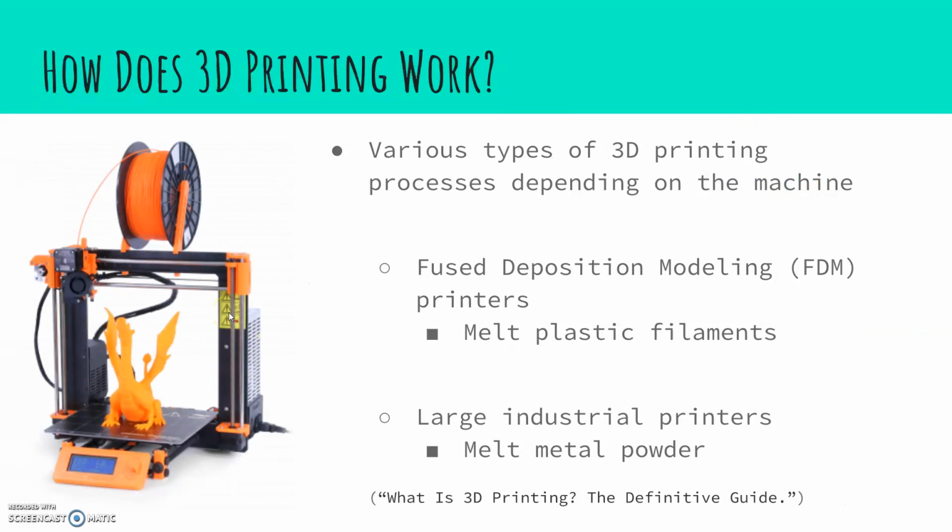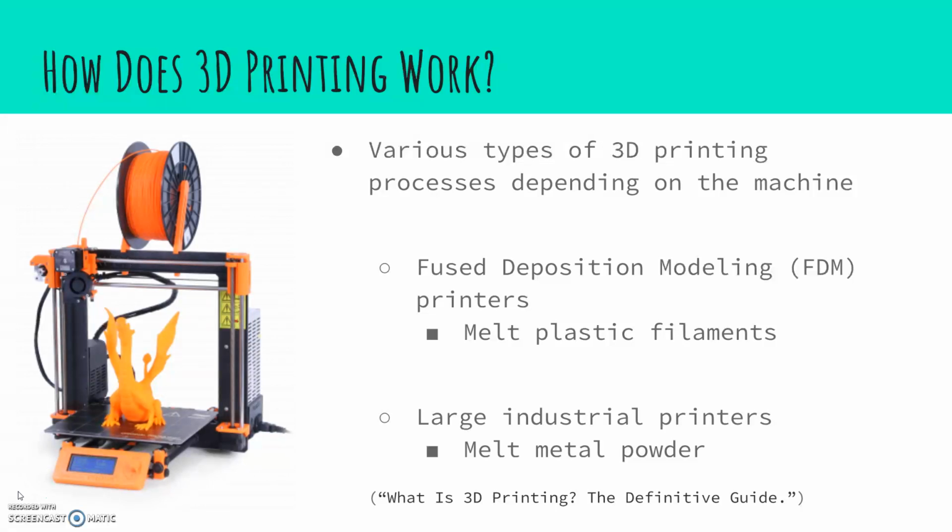There are various types of 3D printing machines, depending on the machine. FDM, which I defined as the fused deposition modeling printer, to larger printers that are used for industrial manufacturing. So the FDM printer melts plastic filaments, just like in this image to the left, the orange skinny string, that is what is called a filament.